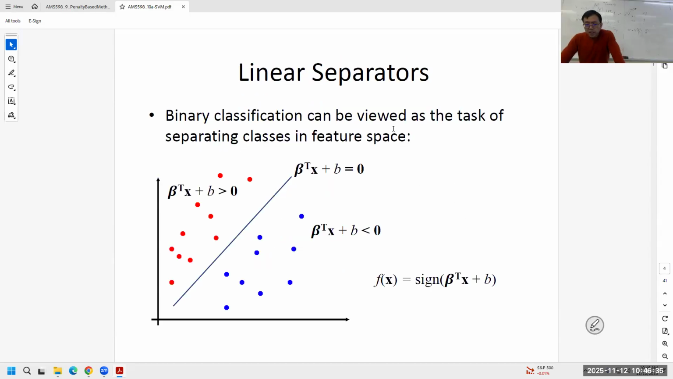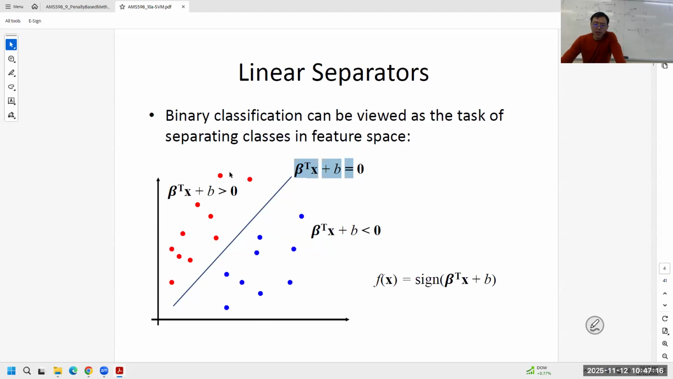Now, the linear separator classification can be viewed as a task of separating the classes in the feature space by constructing linear combinations, right? So supposing here we have two features, x1, x2. Each dot represents a group. Blue is -1, red is +1, right? The color of the dots represents the group each subject is in, and x1, x2 are the corresponding features.